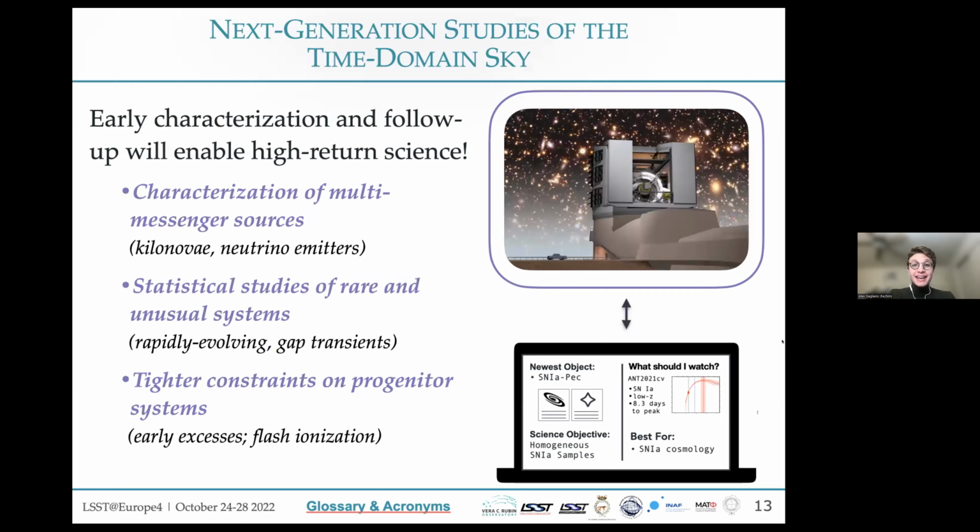So I'll end by saying there's a ton of scientific return that we can get out if we're able to do this early characterization and follow-up of different classes of transients. Multi-messenger sources are really exciting right now, not just to find the second kilonovae, but also for lots of different particle sources that we've discovered recently. There are rare and unusual systems that the sky is filled with that evolve on very short timescales that we would love to know more about. And as I mentioned, the first few days of a supernova tell you a lot about its underlying progenitor physics. And so we hope to find them quickly and accurately to obtain relevant follow-up.